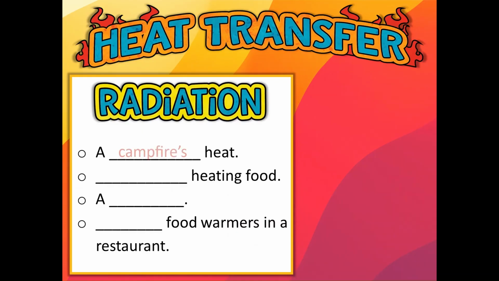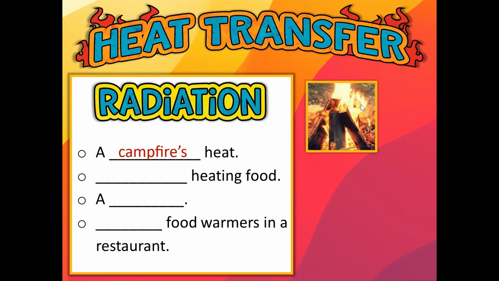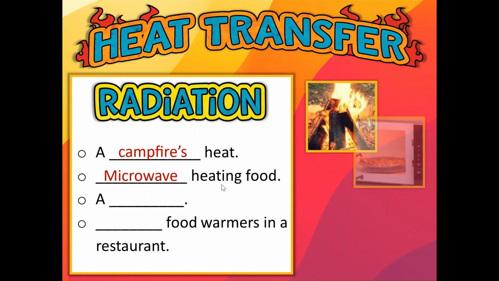Here are a couple of examples. A campfire's heat, like we discussed, is an example of radiation. It lets off heat in all different directions. A microwave heating food is an example of radiation because it lets off radiation, and it doesn't just heat up one piece of the pizza, it heats up the entire pizza, all 360 degrees of the pizza.